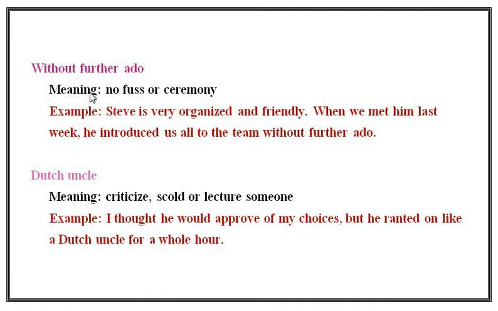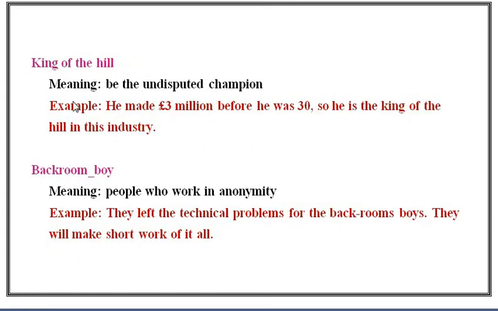Without further ado, meaning no fuss or ceremony. Example, Steve is very organized and friendly. When we met him last week, he introduced us all to the team without further ado. Dutch uncle, meaning criticize, scold or lecture someone. Example, I thought he would approve of my choices, but he ranted on like a Dutch uncle for a whole hour. King of the hill, meaning be the undisputed champion.